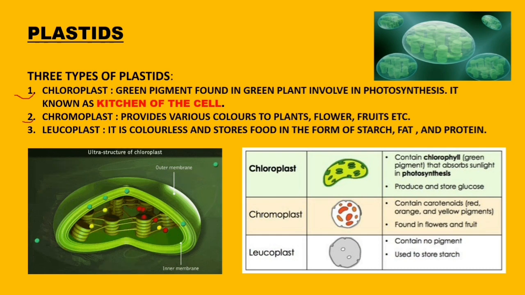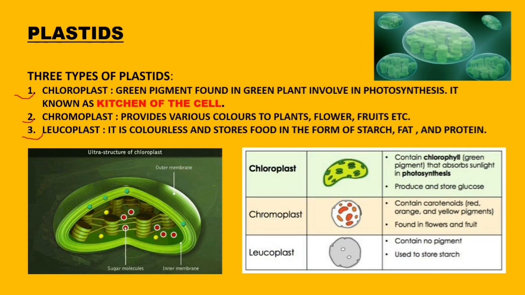Chromoplast. Chromoplasts provide various colors to plants, like flowers and fruits. Chromoplasts are of different kinds: lycopene, carotene, and betaine. Lycopene in tomato provides red color. Carotene provides yellow or orange color in plants, for example, carrot. Betaine is found in sugar beet.